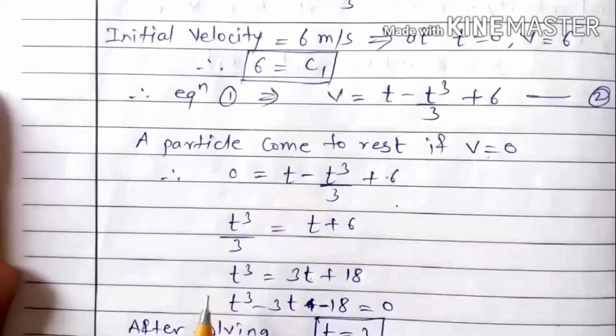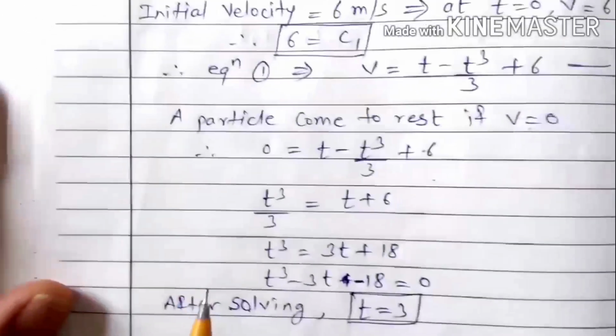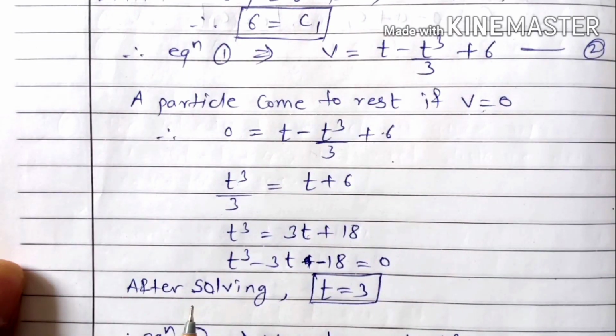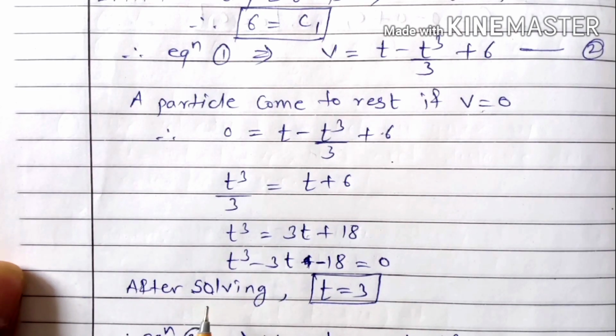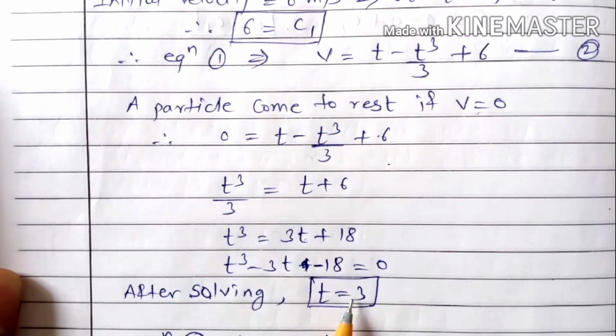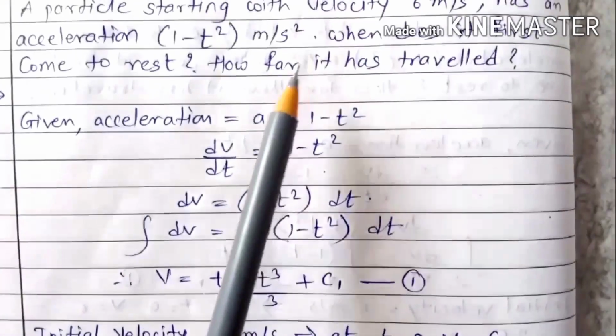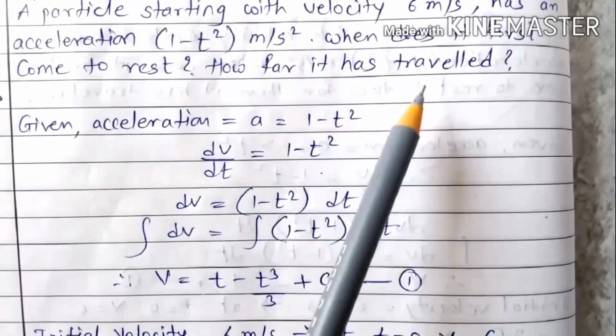To solve this equation, we use the calculator. Press mode 3 times, then choose equations 1 and select degree 3. After solving, we get t equal to 3. We have to use this t equal to 3 to find how far it has traveled.